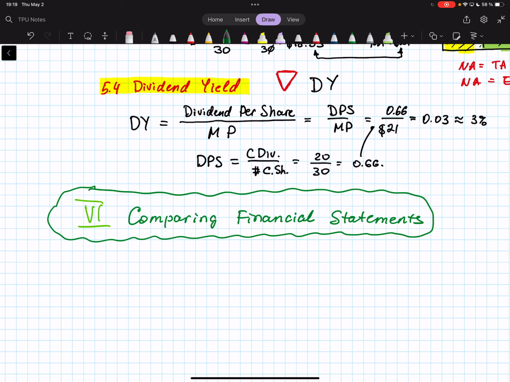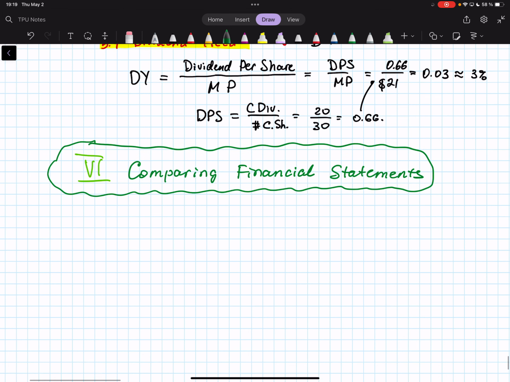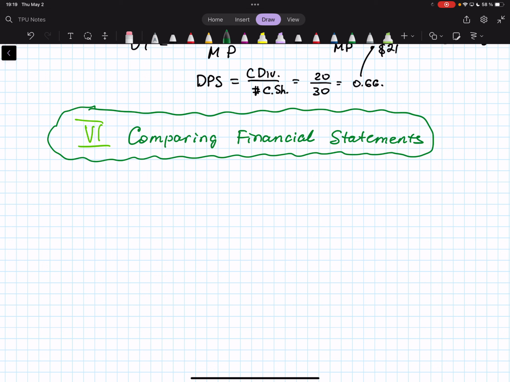Comparing financial statements. Okay, let me see what is interesting in this part that we need to discuss. Okay, financial statements, dividends per share. Well, in our case, there are two aspects of comparison. We will talk about first vertical analysis.